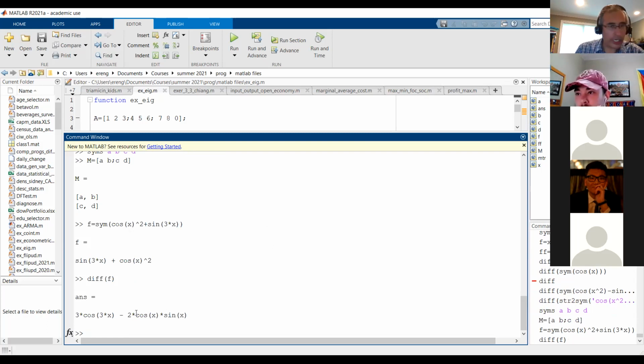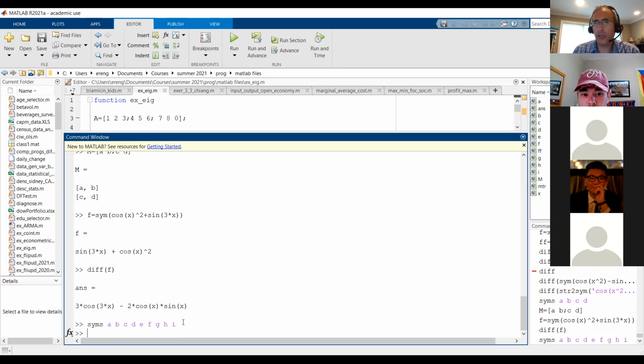Agree? Okay, now for this one here, we can use Kevin's method. So let's do sims. I have a lot: A, B, C, D, E, F, G, H. I think I'm correct. So all of them are symbolics. Then I define my matrix as usual. So it's going to be A, B, C, D, E, F, G, H, A.